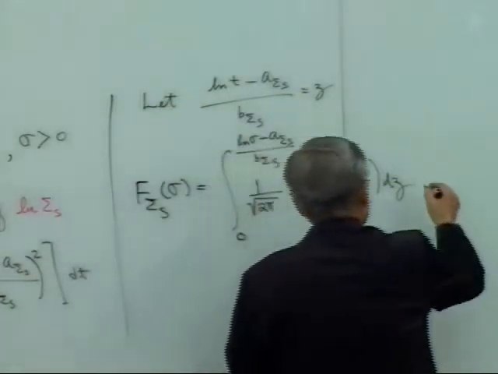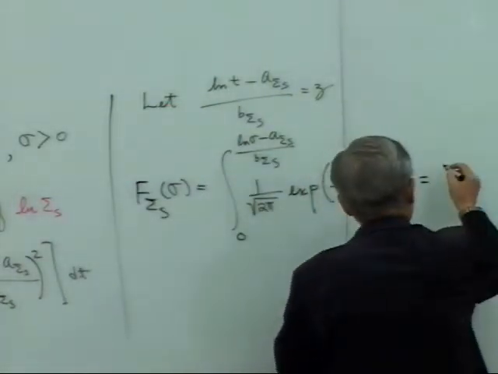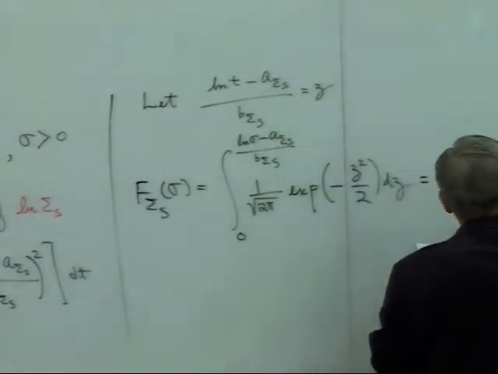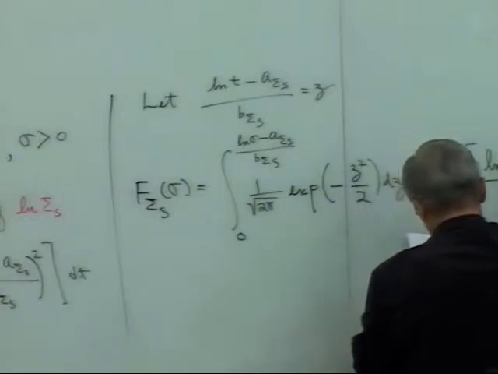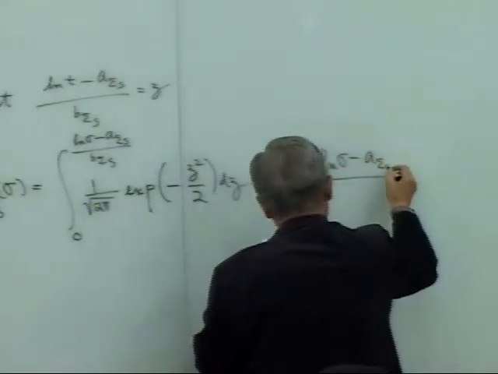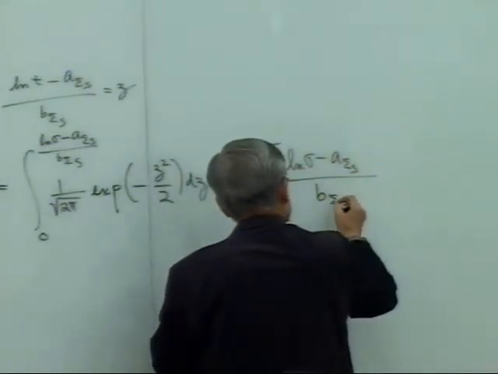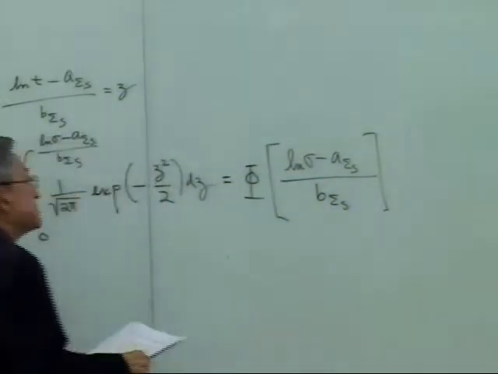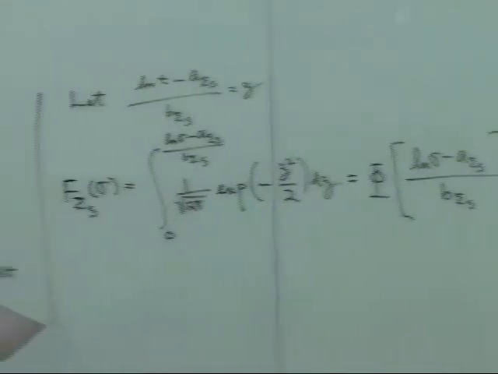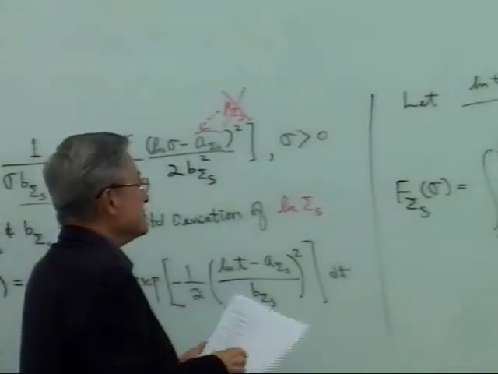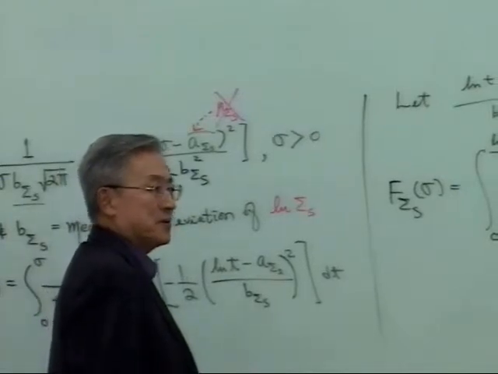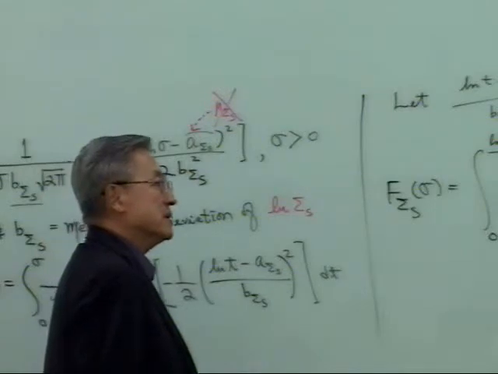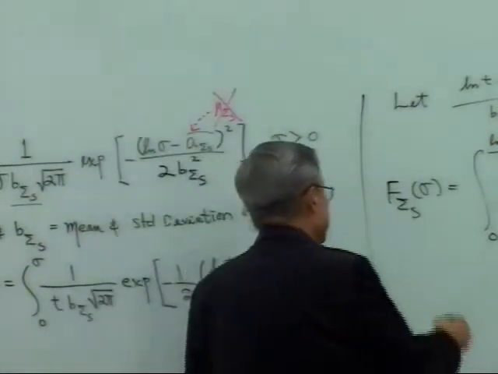So this is equal to the phi function of natural log sigma, a sigma s, b sigma s. Then now you are ready to define and get the expression for the R.